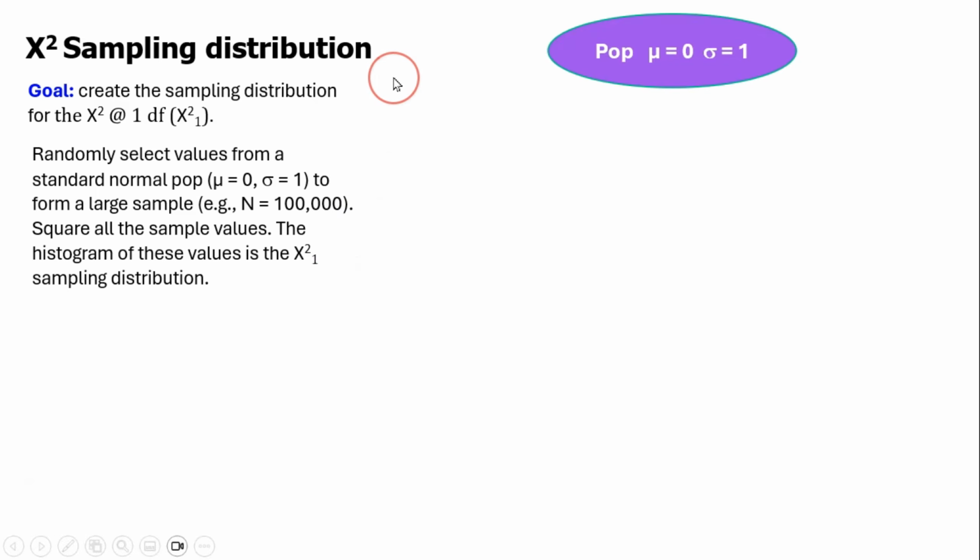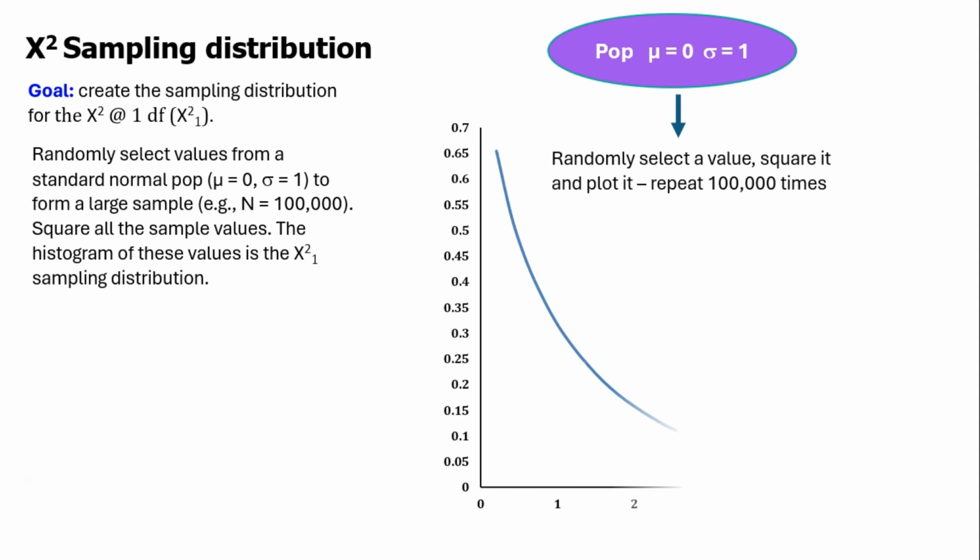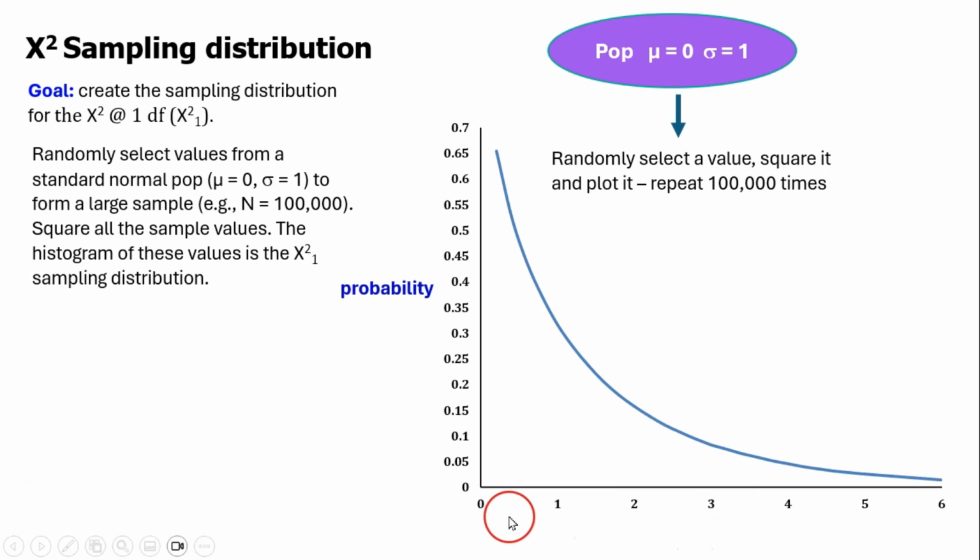So let's take a look at a picture for that. There's our population with mean of 0 and variance of 1. In this case, of course, the standard deviation would be equal to 1. Okay, so randomly select a value, square it, and plot it, repeat 100,000 times, and you end up with a distribution that looks like you see with this blue line right here. Probability is on the y-axis with the chi-square value on the x-axis.